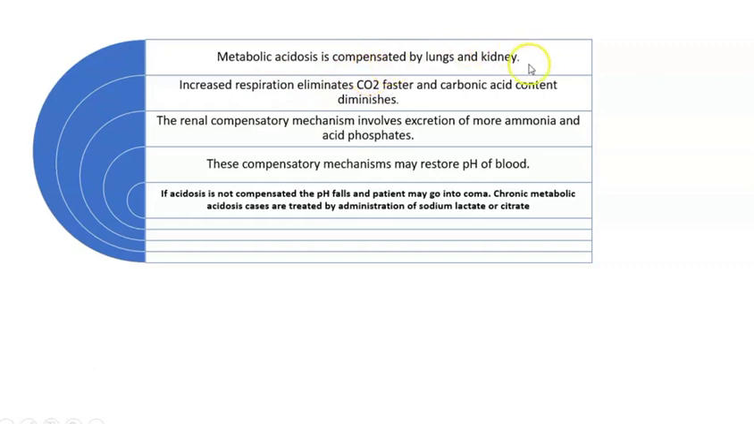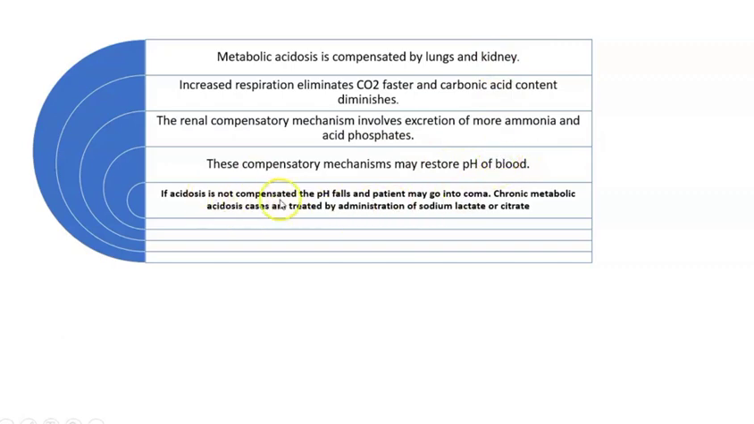Now, how is it compensated by the kidney? Listen carefully. The renal compensatory mechanism involves the excretion of more ammonia and phosphate. When we say ammonia is released out of the body, ammonia is not released directly. In the lumen, ammonia combines with a hydrogen ion, the protons, to form ammonium, which is released out of the body. That's how the kidneys remove ammonia from the body to compensate. This compensation mechanism may restore pH level to the normal of 7.4.